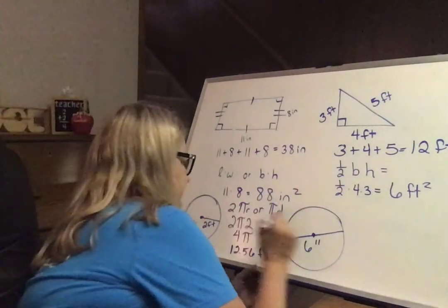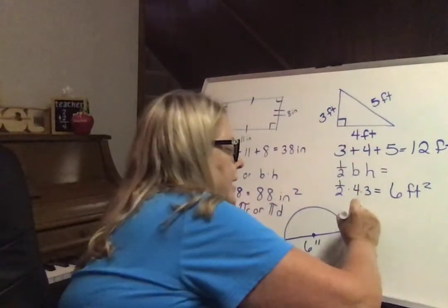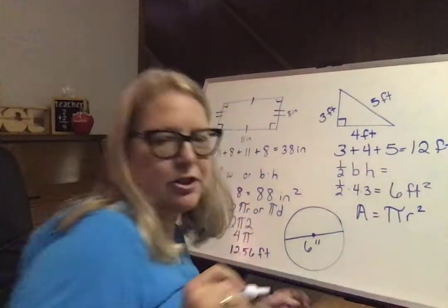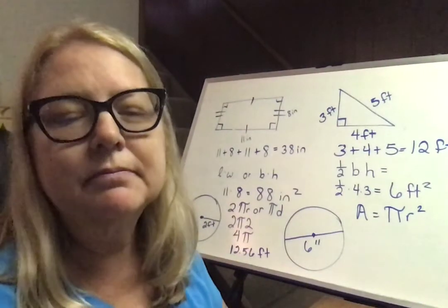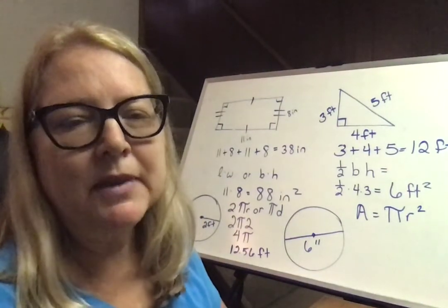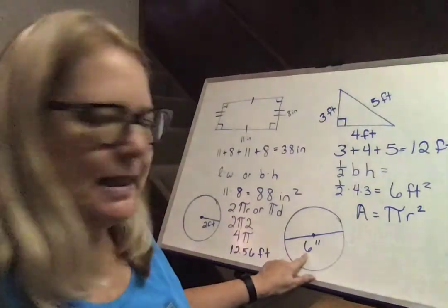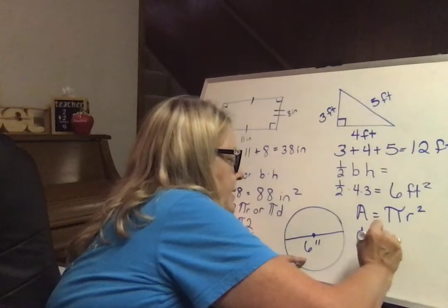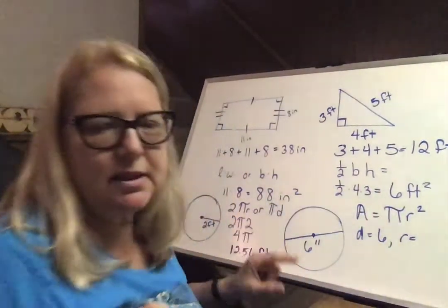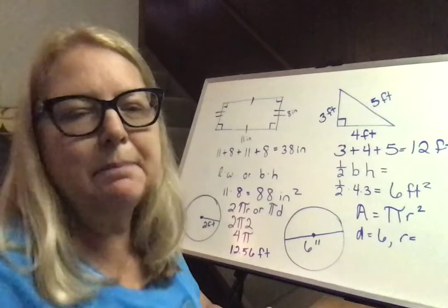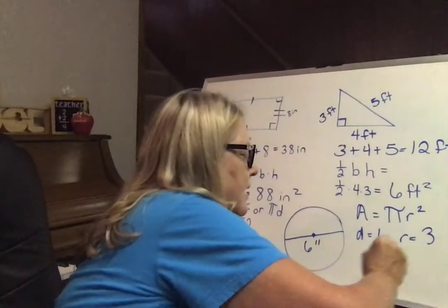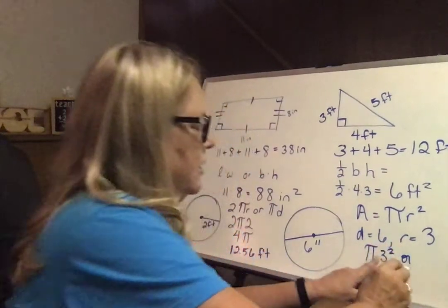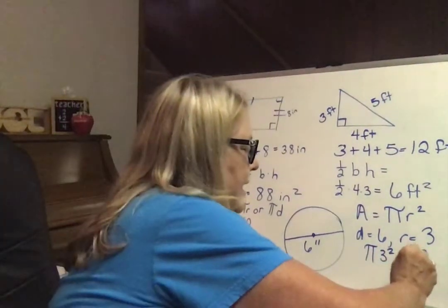Area. Area is another formula you've probably memorized. Pi times r squared. Pi r squared. Okay, so first you deal with what's the radius in this. If the diameter equals 6, then the radius equals half of that amount, 3. So pi times 3 squared, or 3 times 3 is 9 pi.